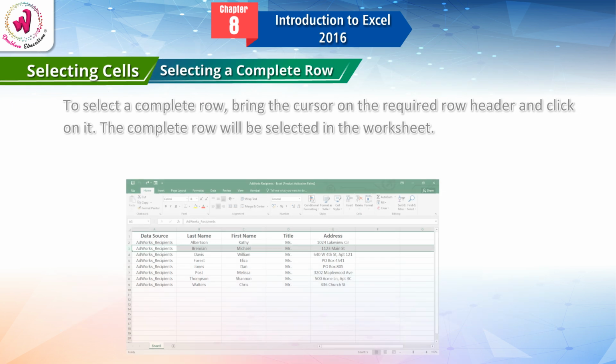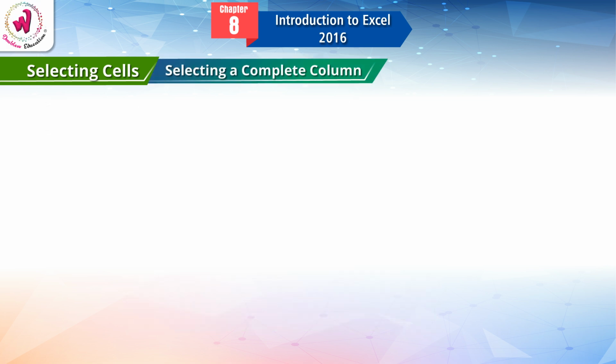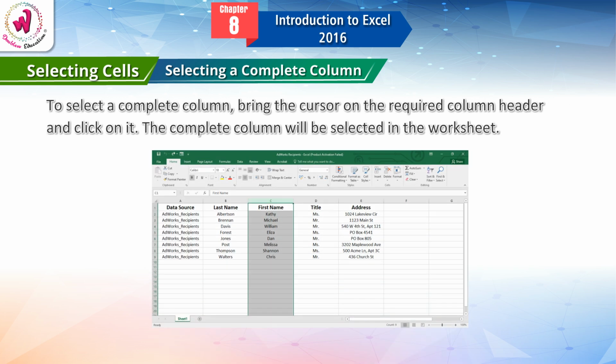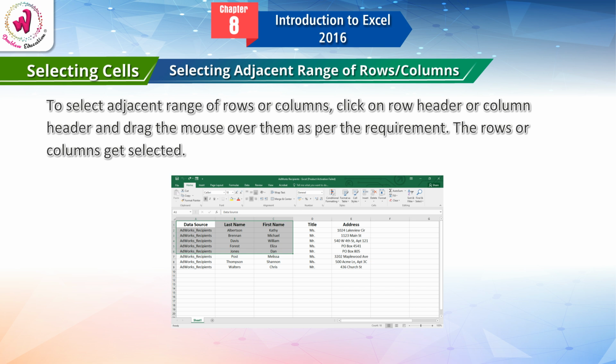Selecting a complete row. To select a complete row, bring the cursor on the required row header and click on it. The complete row will be selected in the worksheet. Selecting a complete column. To select a complete column, bring the cursor on the required column header and click on it. The complete column will be selected in the worksheet. Selecting adjacent range of rows or columns. To select an adjacent range of rows or columns, click on the row header or column header and drag the mouse over them as per the requirement. The rows or columns get selected.